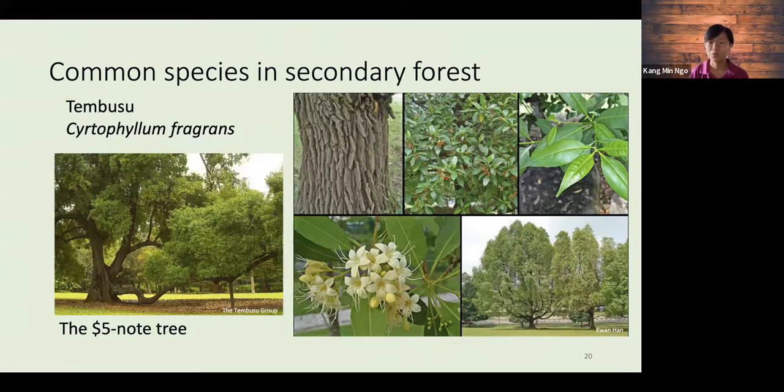The other way you can identify the Tembusu is to look at the bark. Very rough, very deeply fissured in this kind of manner. This $5 note tree is taken from the Botanic Gardens. It has this characteristic, very low hanging branch, but I think now it has been fenced off. But you also find a lot of Tembusu in our secondary forest. It's been planted at MacRitchie Park, right near the reservoir. Yeah, you will find this bark on the tree. Those are very big trees also.